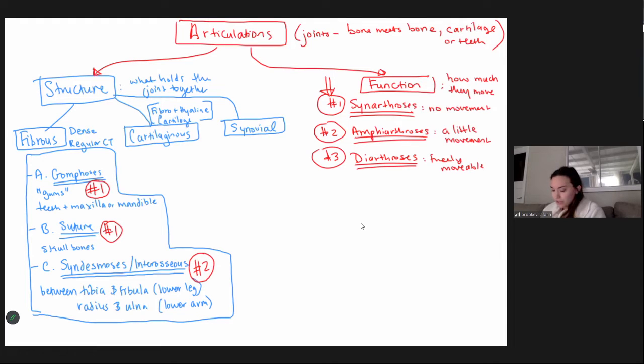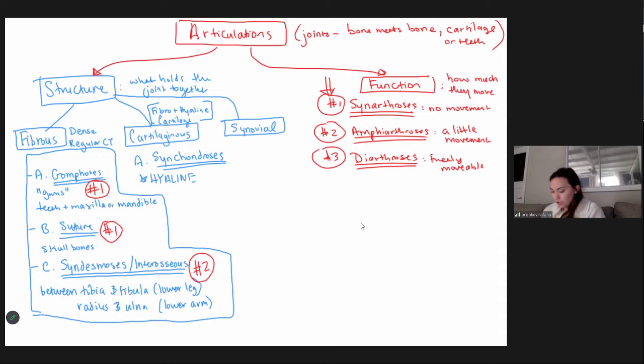So cartilaginous only have 2 types. They have, hopefully, wait, maybe we can't read that. Let me write it bigger. Synchondrosis. So that right away, you're like, wait, that kind of sounds like syndesmosis. So make sure you look at those different, right? Synchondrosis sounds like cartilage. This is made of our hyaline cartilage.